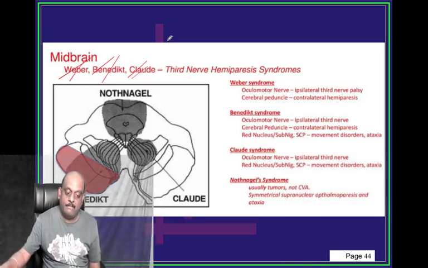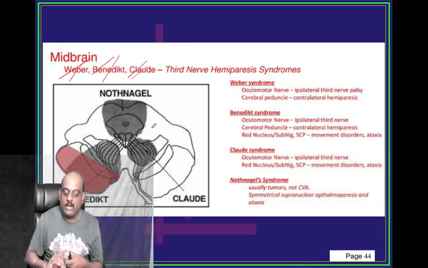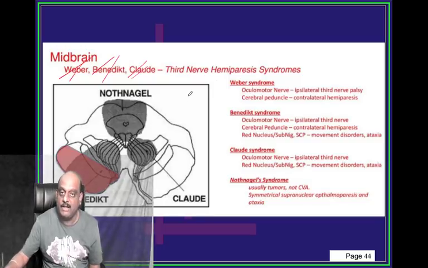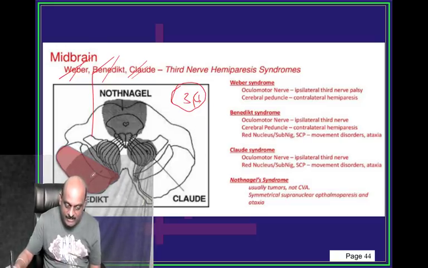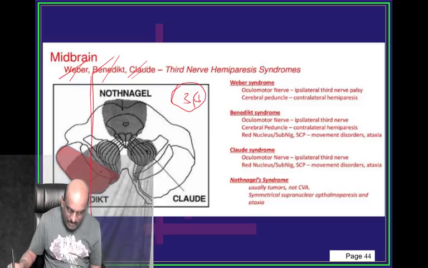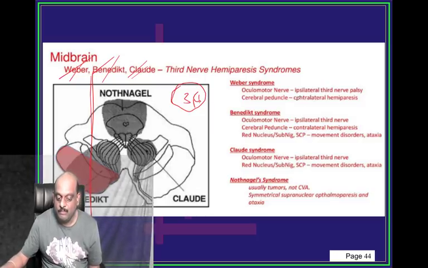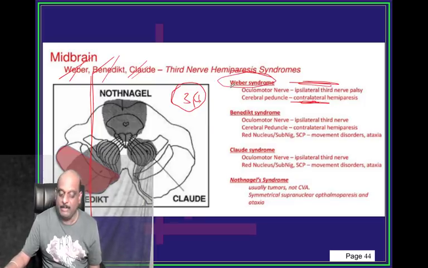Weber. What is in Weber? First of all, what are the structures that are there in the midbrain, doctor? Third, fourth cranial nerve nuclei. Similarly, the pyramidal tract descending through the brainstem passes through the midbrain. So, contralateral hemiparesis with ipsilateral third nerve palsy occurs in Weber.